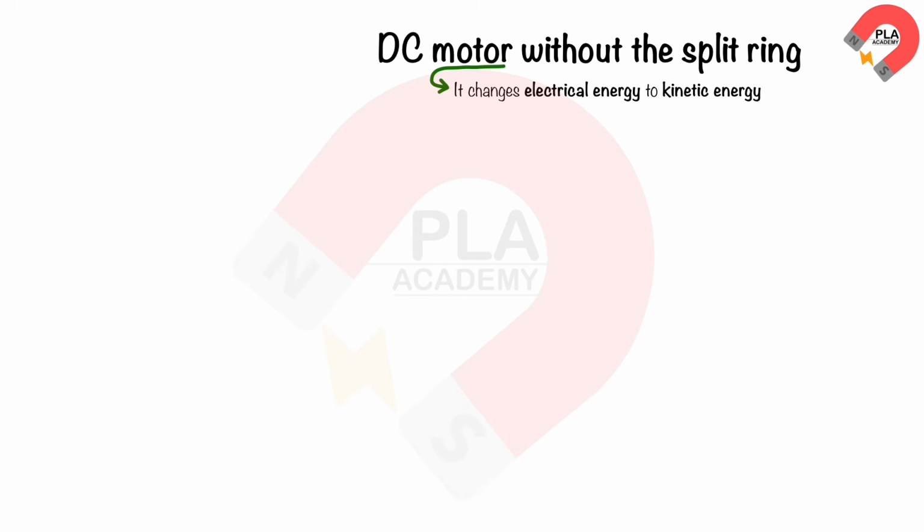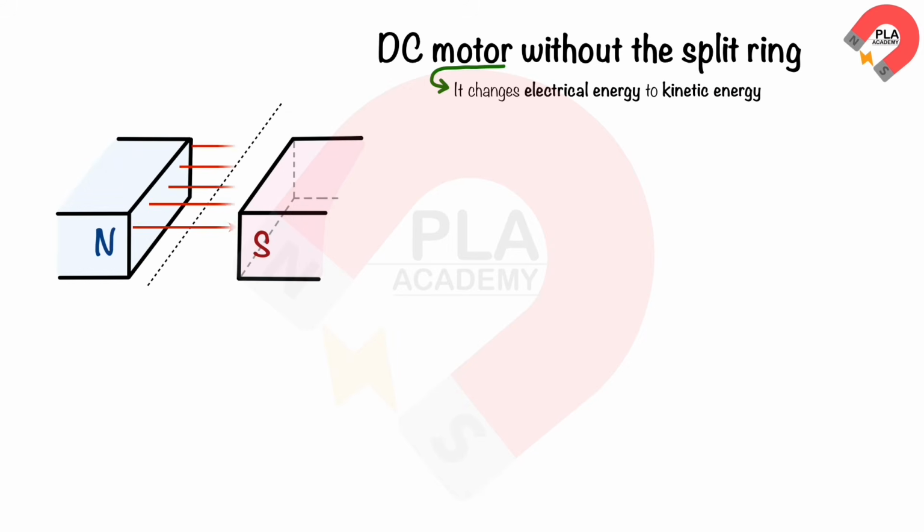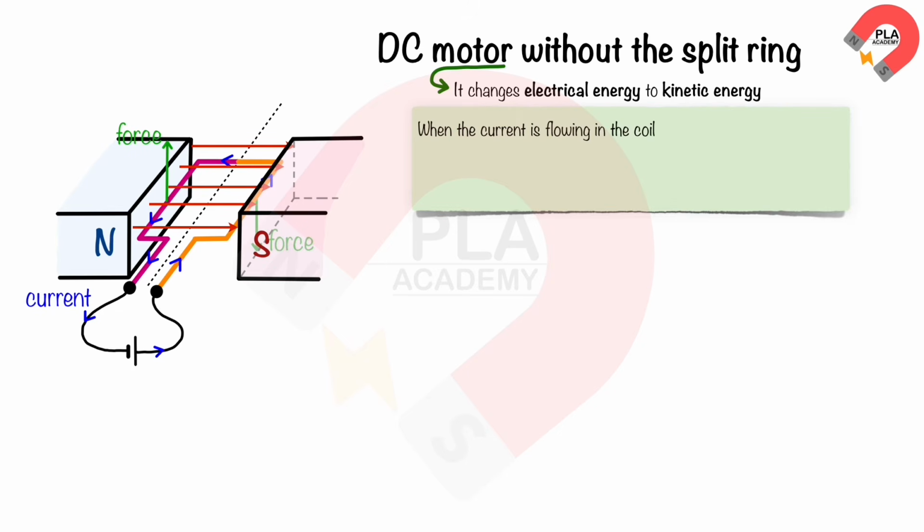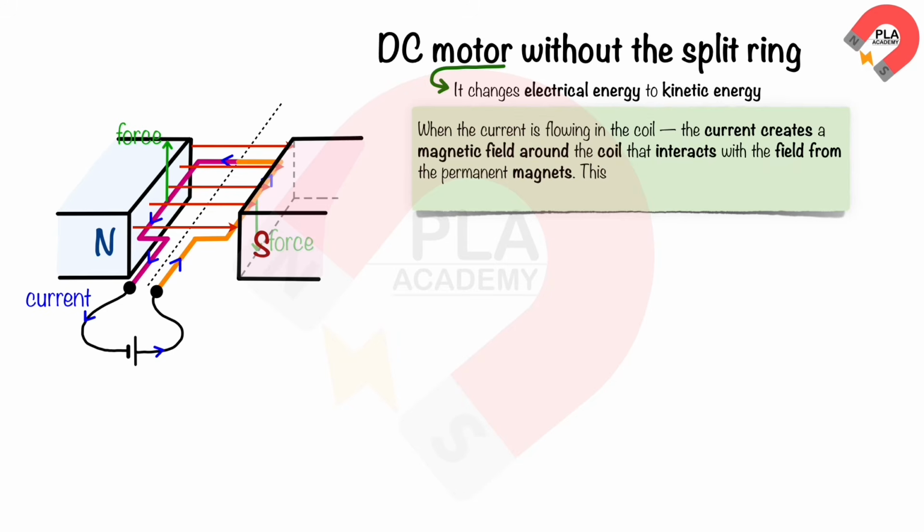The DC motor without the split ring commutator. It is the device which changes electrical energy to kinetic energy. The simple DC motor consists of a coil of wire, which is free to rotate, positioned in a uniform magnetic field. When the current is flowing in the coil at right angle to the permanent magnetic field, the current creates a magnetic field around the coil that interacts with the field from the permanent magnets. This produces the forces being exerted on the coil, causing it to turn.